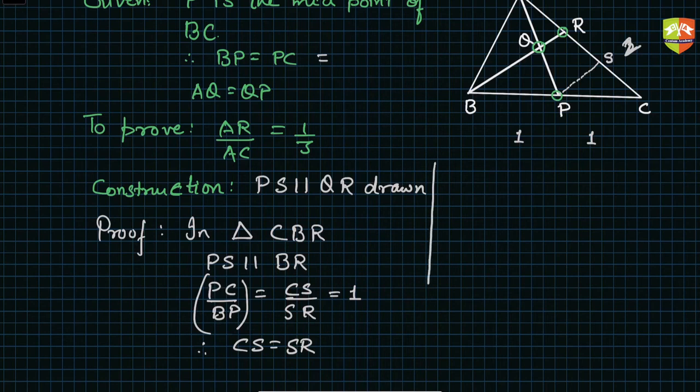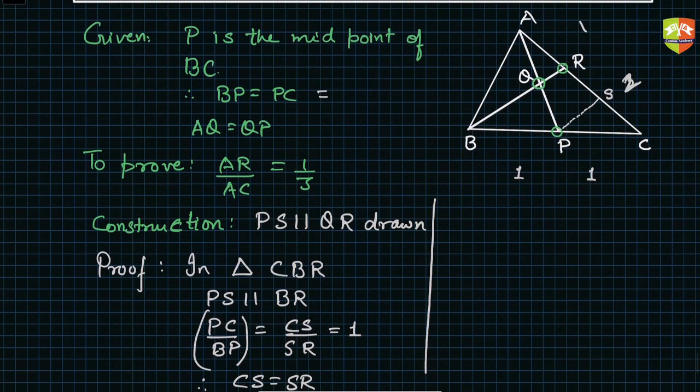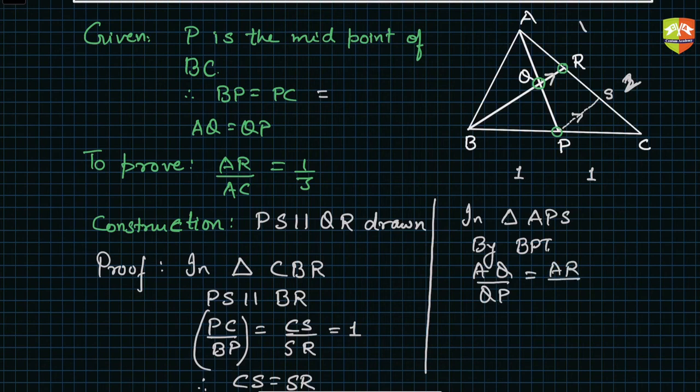Now again, if you look at triangle APS, we have two parallel lines. You have to be observant. These are the two parallel lines. In triangle APS, QR is dividing two sides of the triangle, and PS happens to be the base. Then by BPT, what can I say? AQ by QP is equal to AR by RS. Now Q happens to be the midpoint, so AQ is equal to QP. So this also will be equal to 1, because AQ by QP is 1. This implies AR is equal to RS.